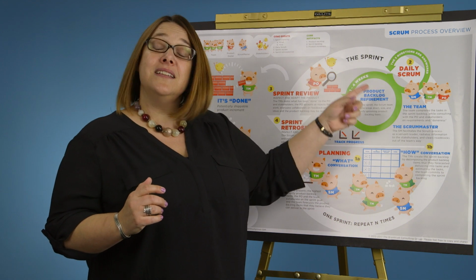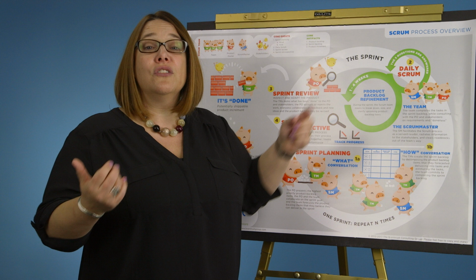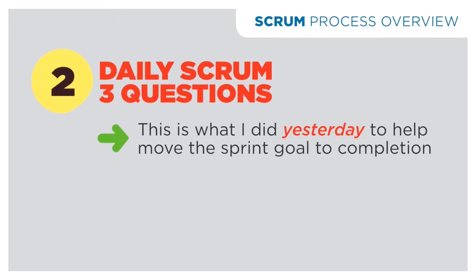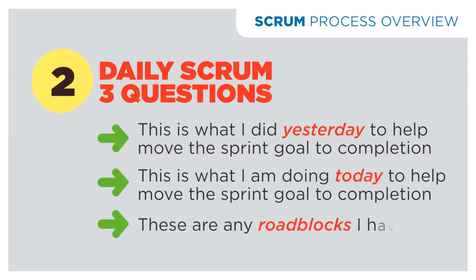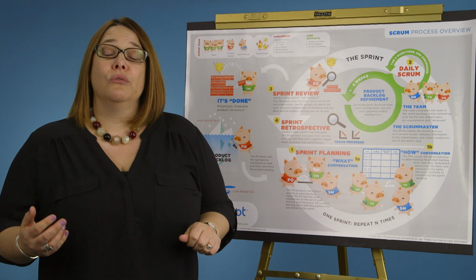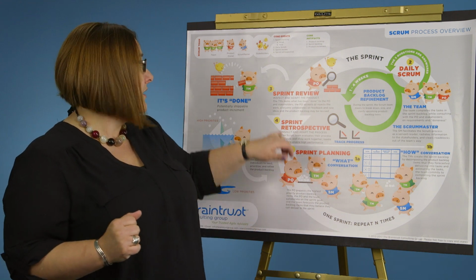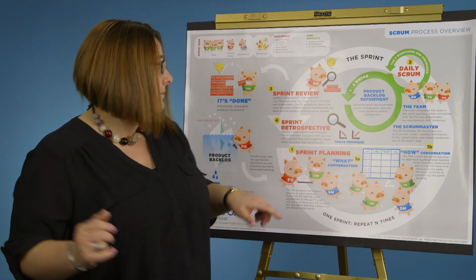On a daily basis, the team meets for the daily Scrum meeting, and this is where the team answers the 3 questions. This is what I did yesterday to help move the sprint goal to completion. This is what I'm doing today to help move the sprint goal to completion, and these are any roadblocks that I have. We end the sprint with the sprint review, and this is where the team demos the potentially shippable increment. This is where we say we inspect and adapt the product.